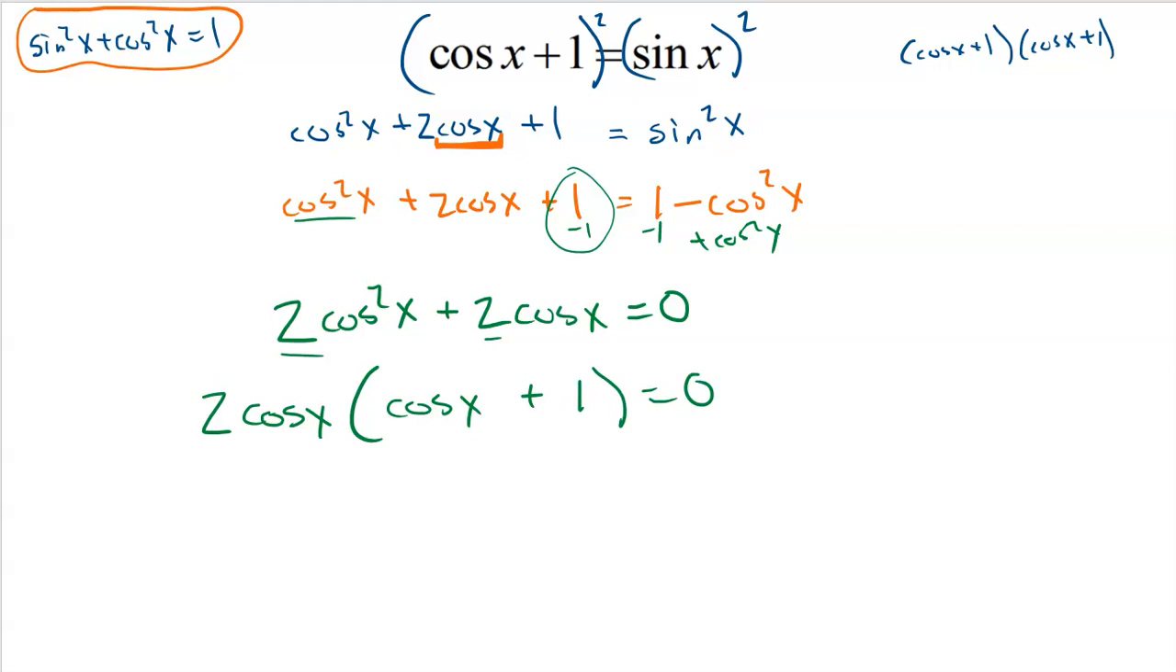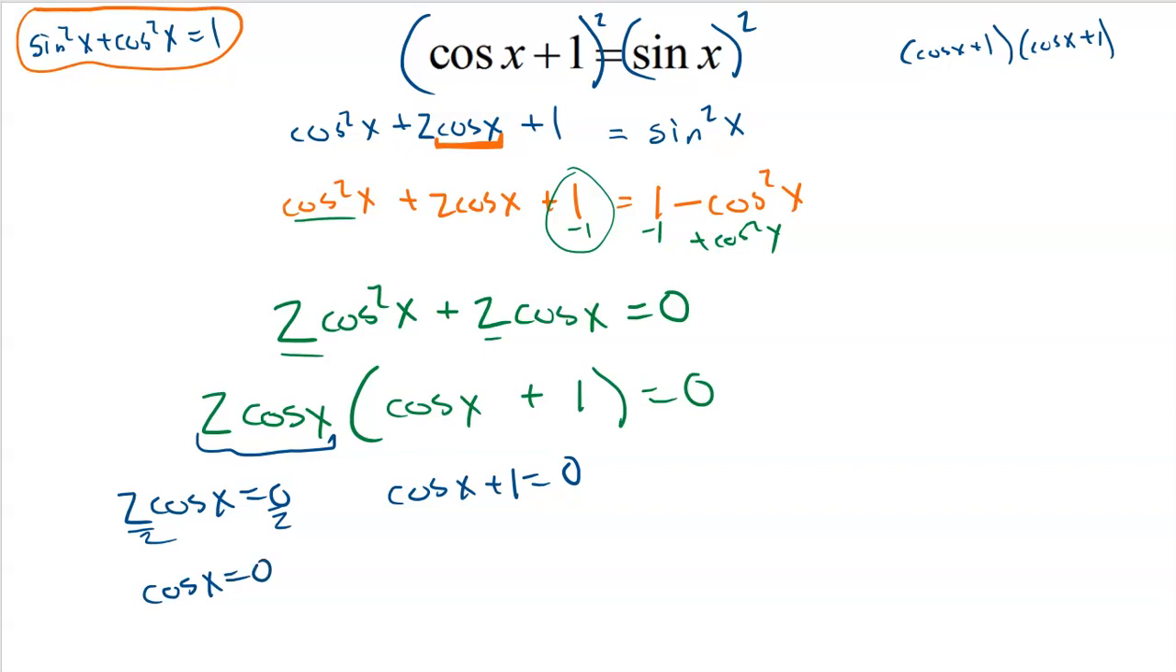All right, now I'm going to use the zero product property. Either 2 cosine of x equals 0, that's the first factor, or cosine of x plus 1 equals 0, that's the second factor. Let's solve each one of these. They're both really easy. Divide by 2, cosine of x equals 0. Where is cosine of x equal to 0? Grab that unit circle. The very top is pi over 2, the very bottom is 3 pi over 2. That's where I have an x coordinate of 0.